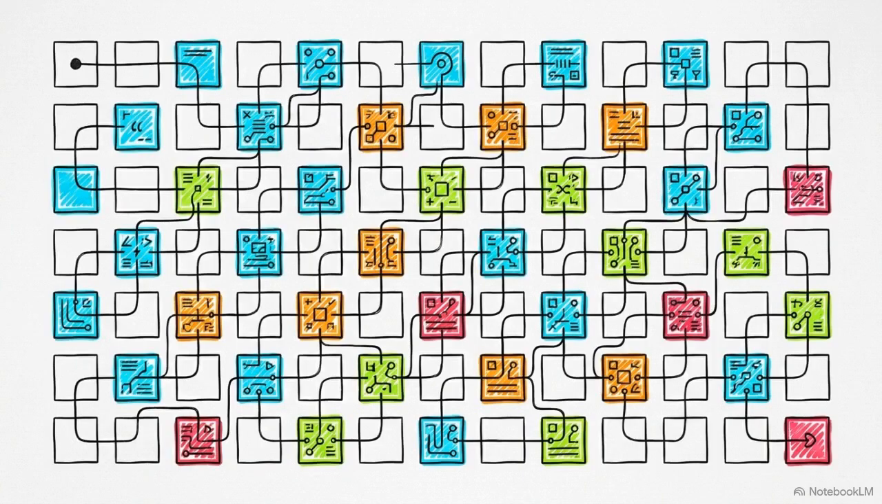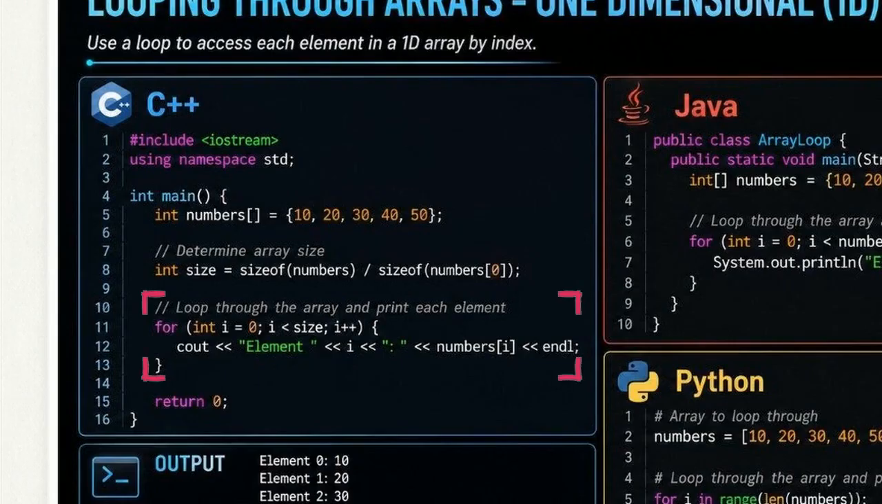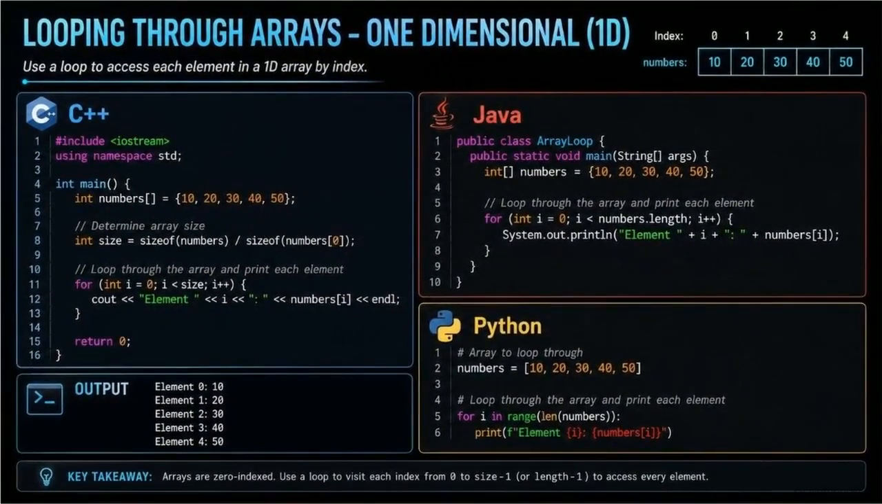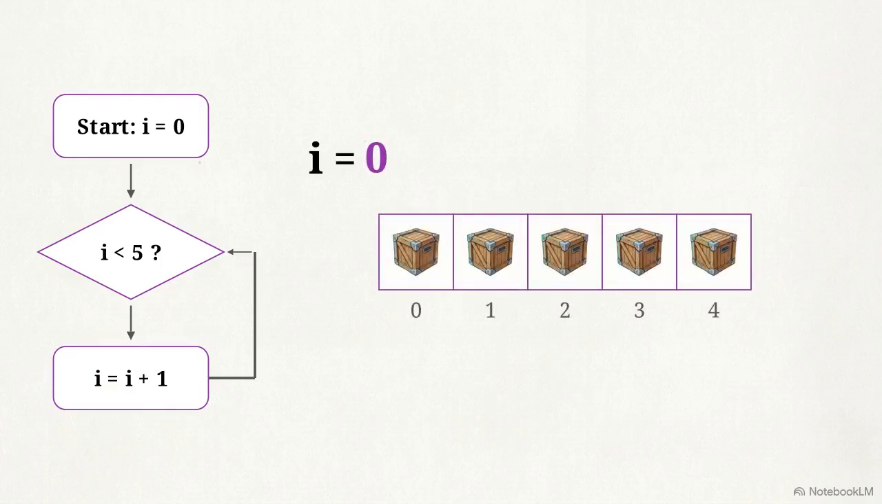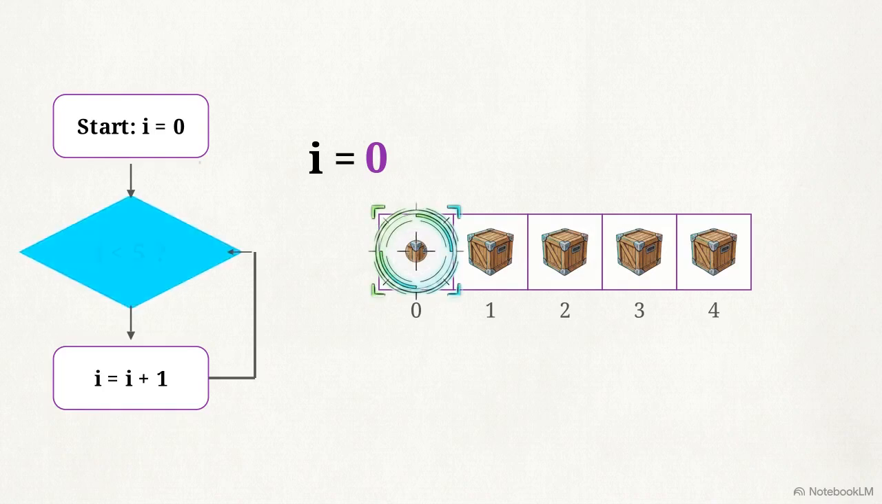To read or manipulate the contents of an array, we have to systematically traverse its coordinates. This diagram shows exactly how we do that, using a standard for loop. Look at the code blocks for C++, Java, and Python. Loops automate repetition. You define a start, a condition to check, and a step forward. The loop uses a variable I as a counter. Notice how this counter perfectly aligns with the array's zero-indexed coordinates.